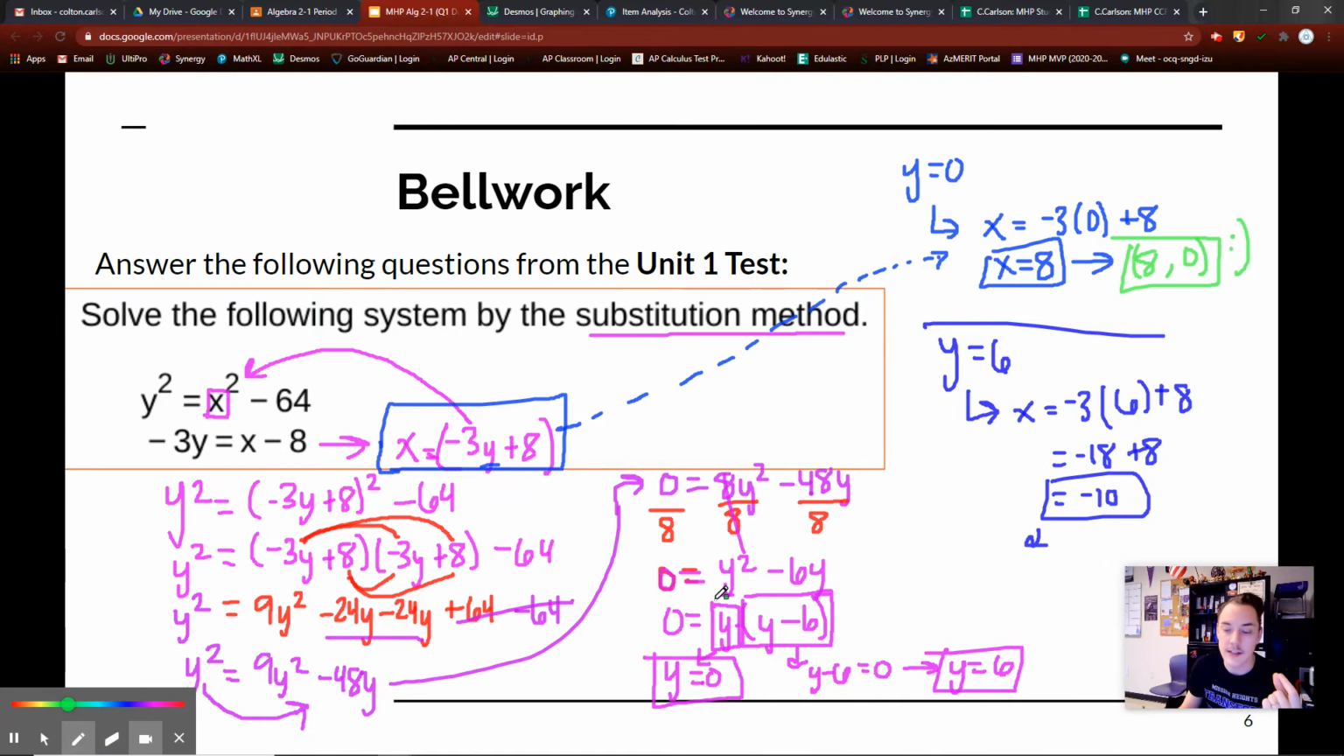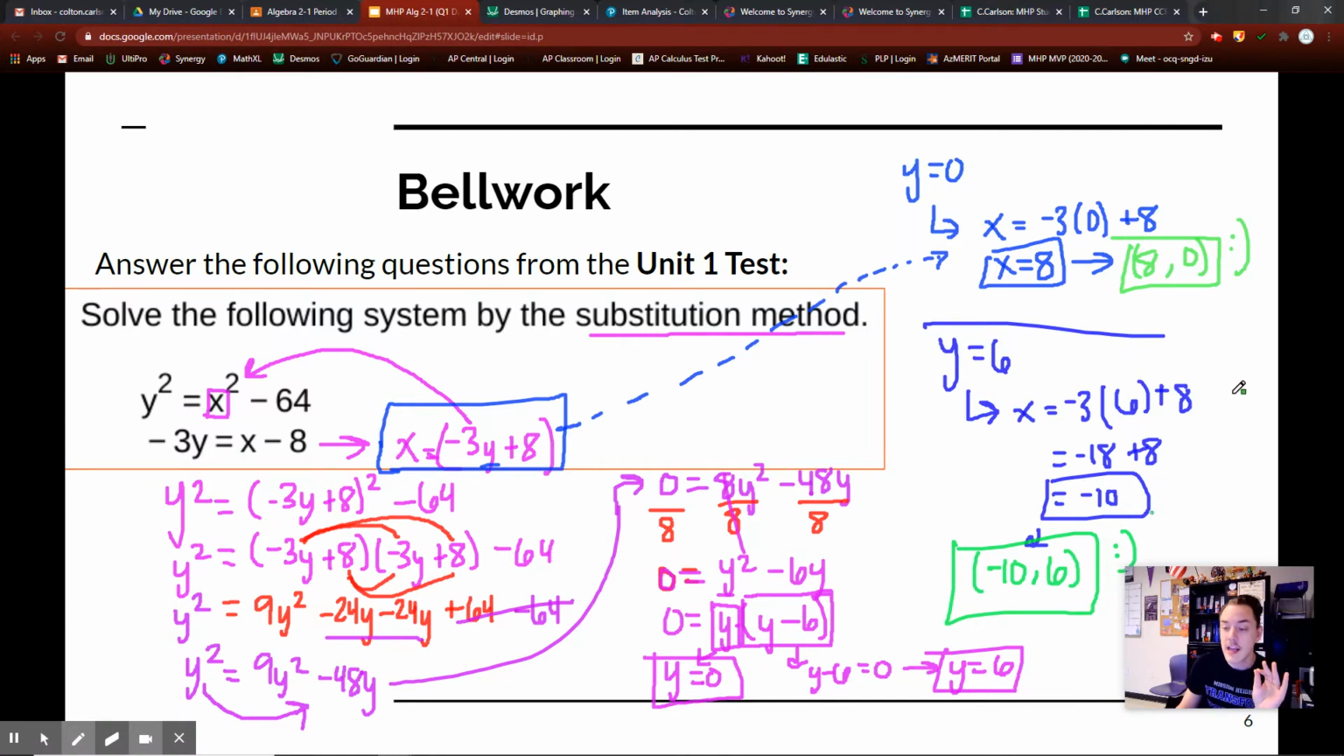My y coordinate is 6, but my x coordinate is negative 10, and then 6. And that is my final point. So what's in green here are my final answers with my smiley faces. And if you want to draw your awesome unicorn, you can, okay? So that is how you do it by hand.